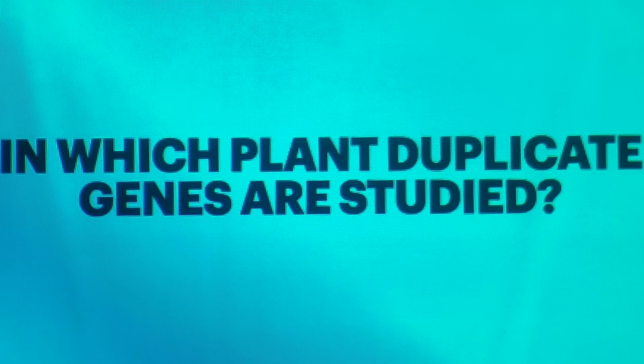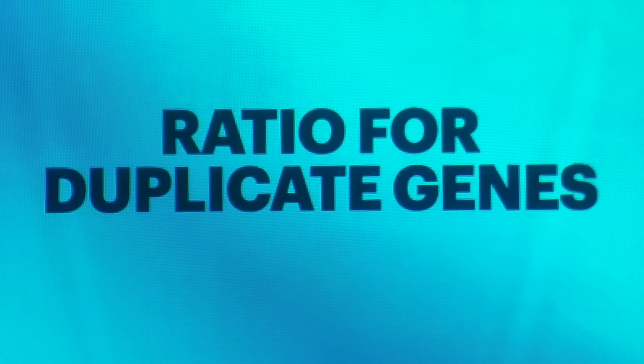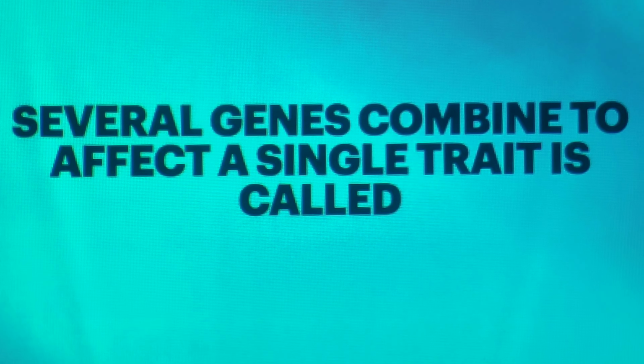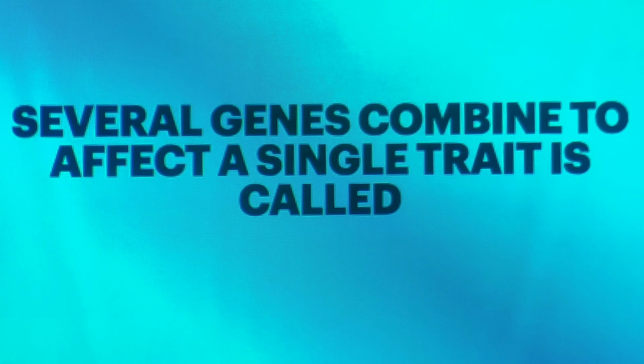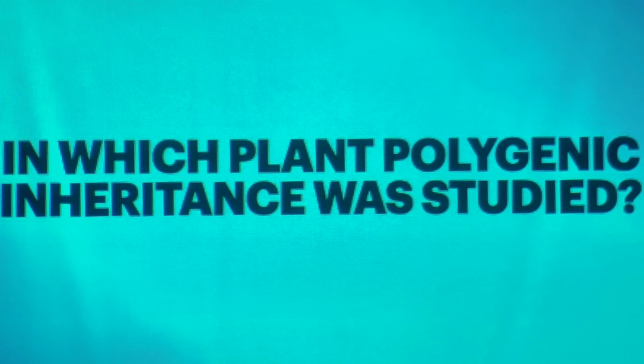Rice. In which plant are duplicate genes studied? Shepherd's purse, that is Capsella bursa-pastoris. Ratio for duplicate genes? 15:1. Several genes combined to affect a single trait is called? Polygenic inheritance. In which plant was polygenic inheritance studied?